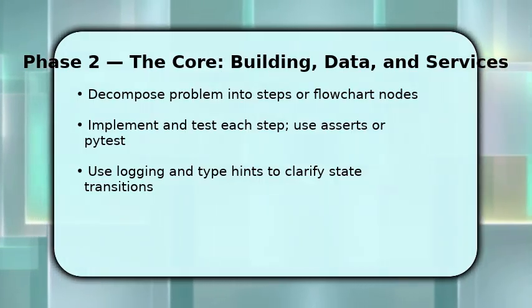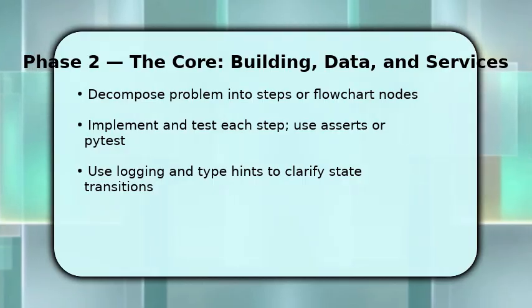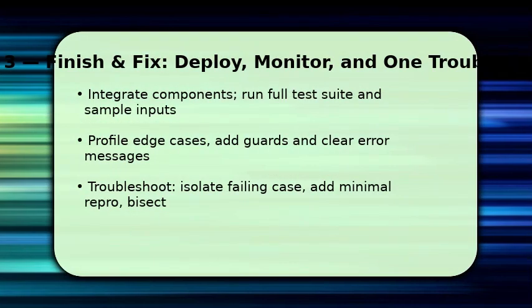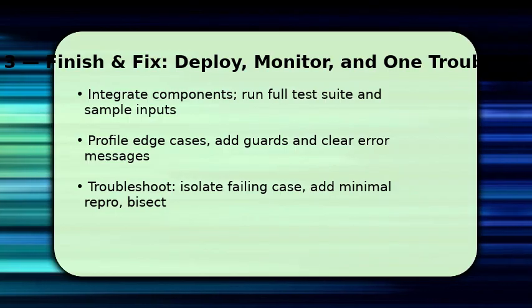Integrate the components and run the full suite plus real sample inputs. Confirm end-to-end behavior. When you encounter unexpected output, isolate the failing case and create a minimal reproduction test. Use binary search through commits or add prints and logs to bisect where the logic diverges.